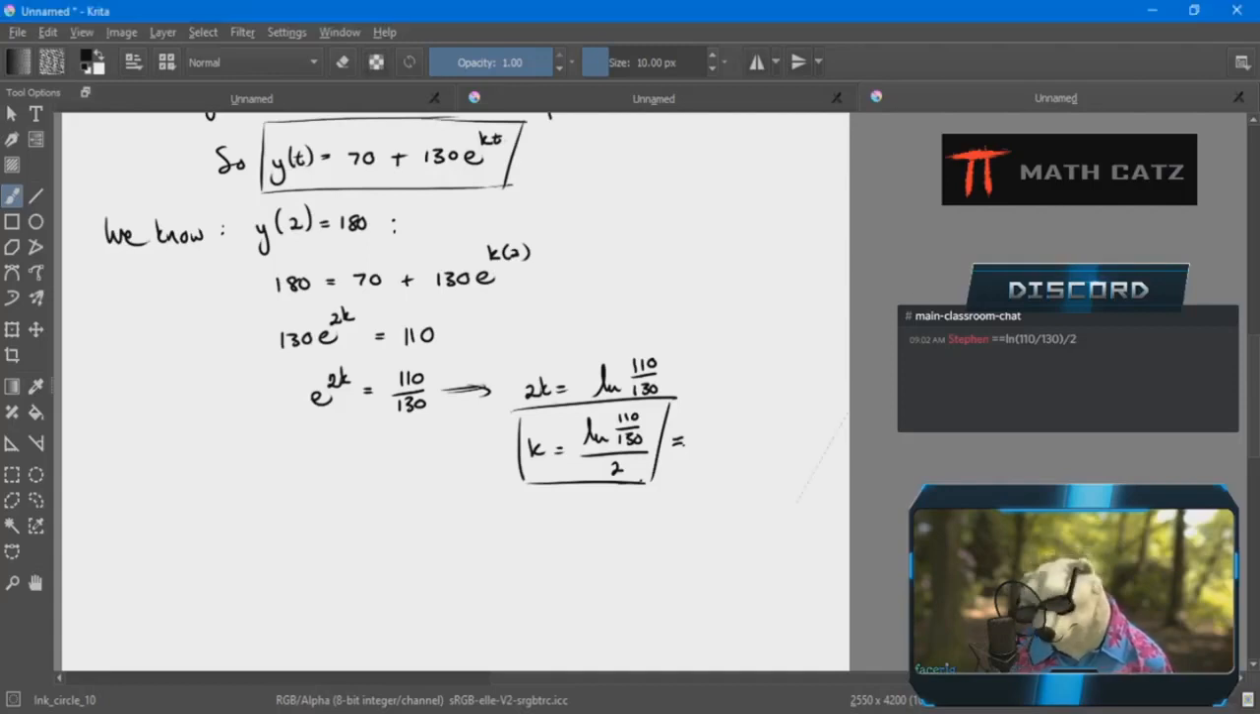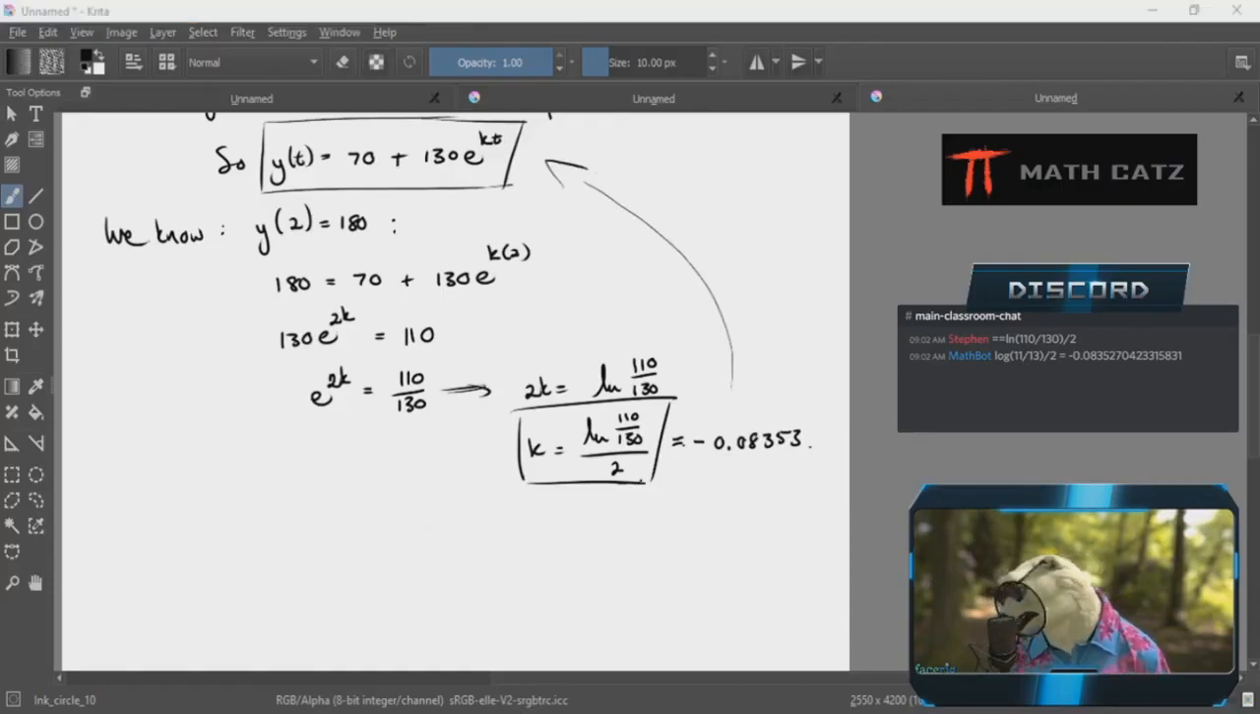MathBot says nothing. Why do you say nothing, MathBot? Be faster. Negative 0.08353. All right. Now I know my function. That will go in there whenever I need it to. Let's see what they say.